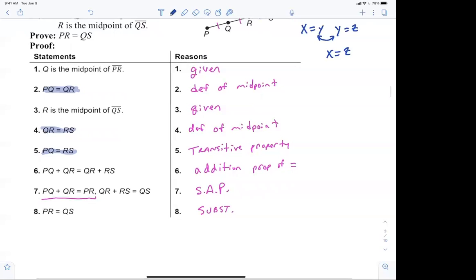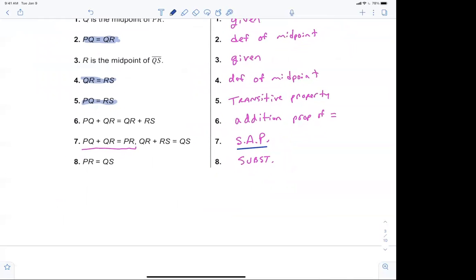Well, segment addition postulate. That's what SAP is, segment addition postulate. Okay, so look right here. Look at these two things, and these two things. What did I do? I just added them. QR and PQ added together. RS is added.